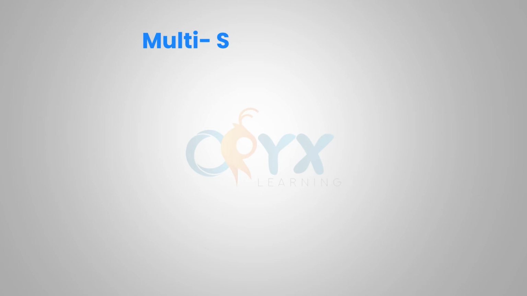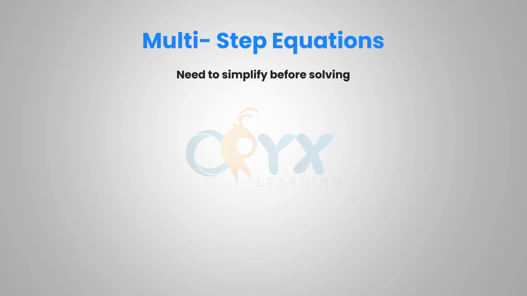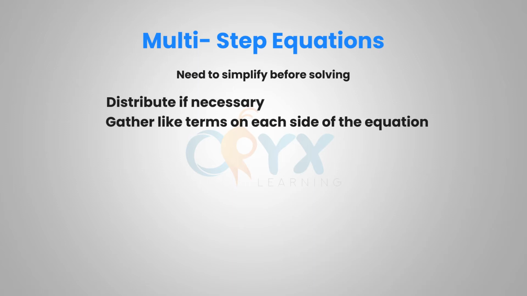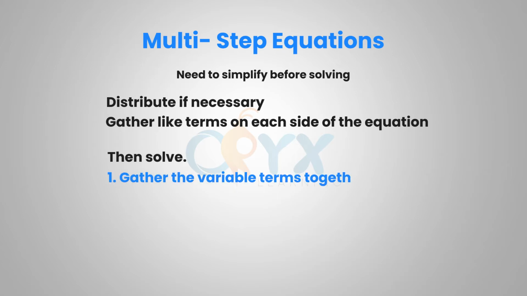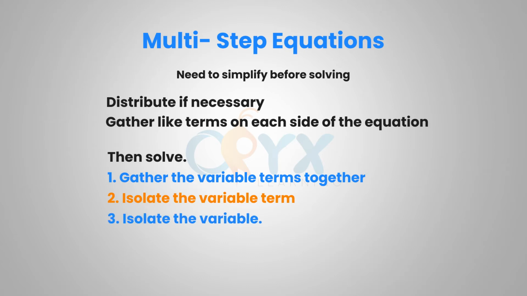In order to solve multi-step equations, you need to simplify first before solving. In order to simplify, you can distribute if necessary and gather like terms on each side of the equation. When you're ready to solve, first gather the variable terms together. Second, isolate the variable term. Third, isolate the variable.